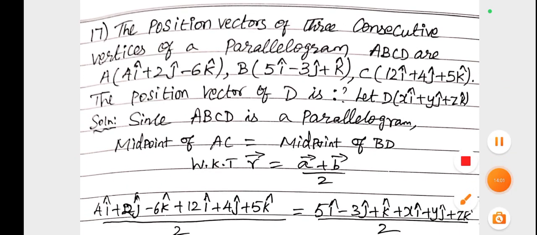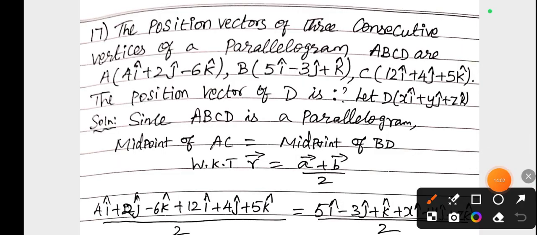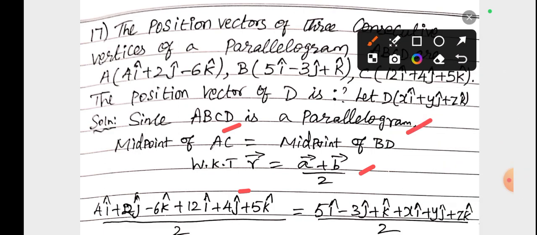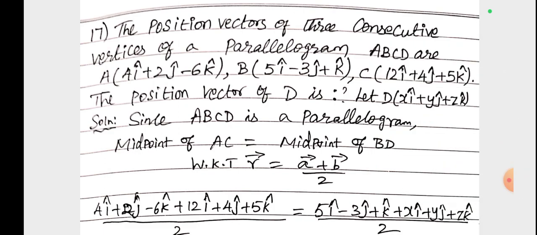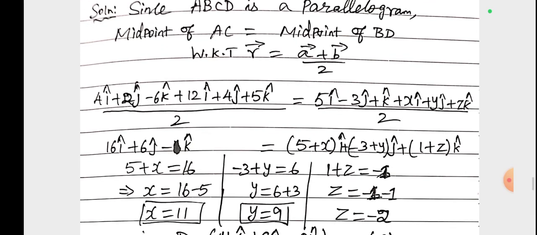Children, in 10th standard itself we have done this in coordinate geometry. A, B, C given, D we want to find now. We used to do midpoint of AC equals midpoint of BD, the same way. So we know the midpoint formula: R vector equals A vector plus B vector by 2. Sir, somewhere else we use this formula, no sir? Yes, in the last video also we used it for midpoint.